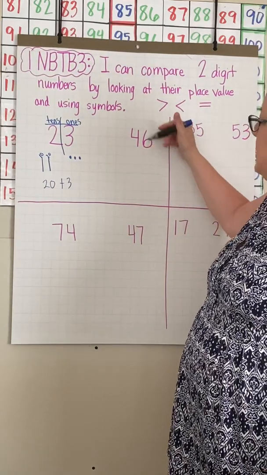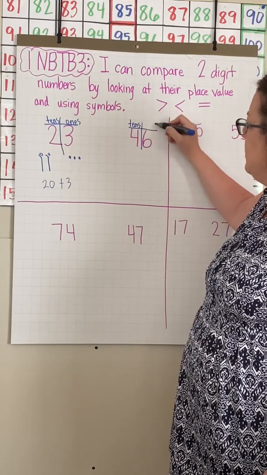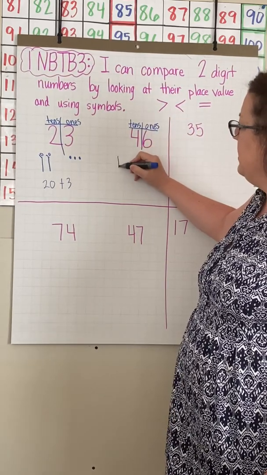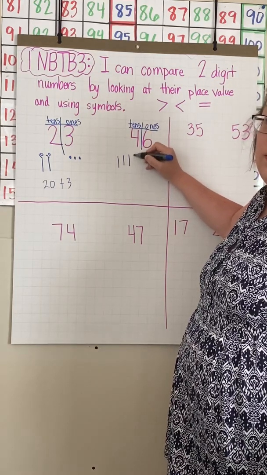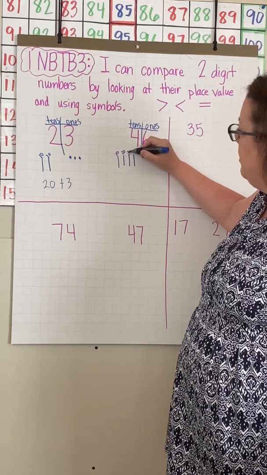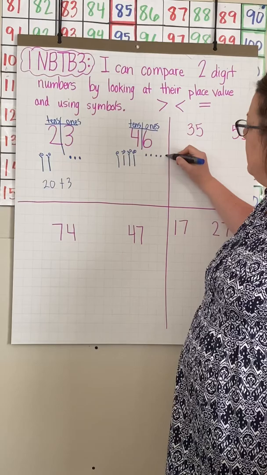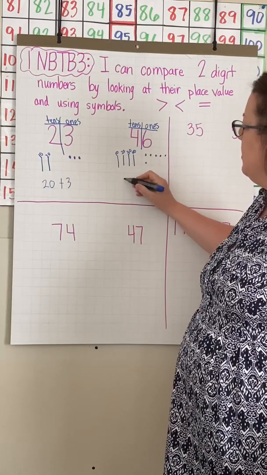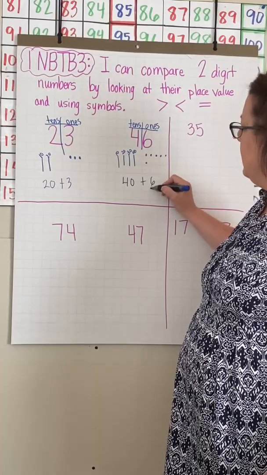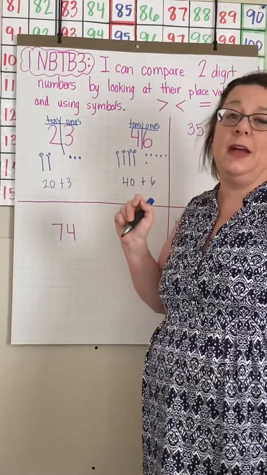I have 46 over here. I have a 4 in the tens place and a 6 in the ones place. So I'm going to draw my tens. 1 ten, 2 tens, 3 tens, 4 tens, 10, 20, 30, 40, and 6 ones. So I have 10, 20, 30, 40 plus 6, the expanded form of 46, which is the standard form, okay?